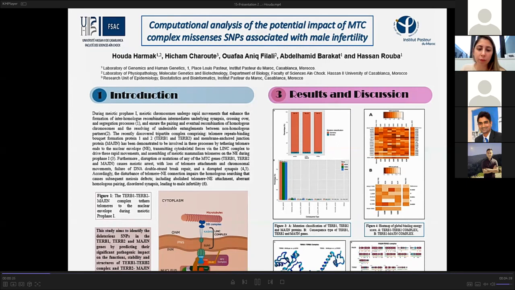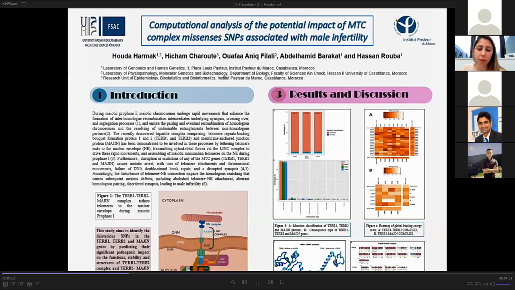During meiotic prophase 1, chromosomes undergo rapid movement, that is the formation of inter-homologous recombination intermediates, underlying synapsis, crossing over and segregation processes, and ensure the pairing and eventually recombination of homologous chromosomes. The recently discovered tripartite complex comprising telomere repeats binding protein, TERB1 and TERB2, and membrane and core junction protein MAJIN has been demonstrated to be involved in these processes by tethering telomere ends to the nuclear envelope, transmitting cytoskeletal forces via the LINC complex to drive this rapid movement and assembling of meiotic mammalian telomeres on the nuclear envelope during prophase 1.